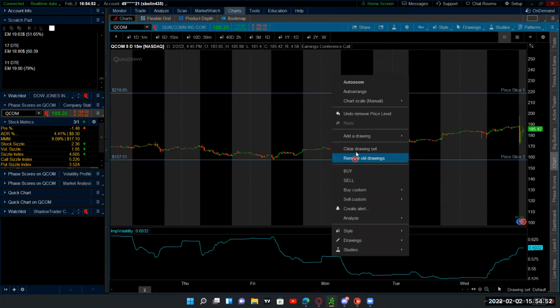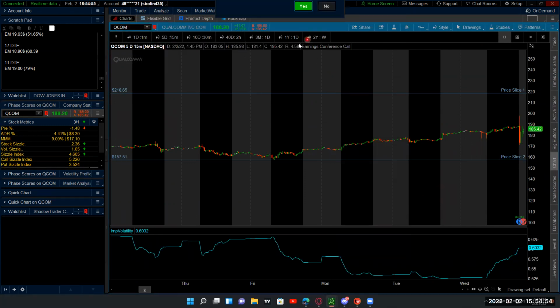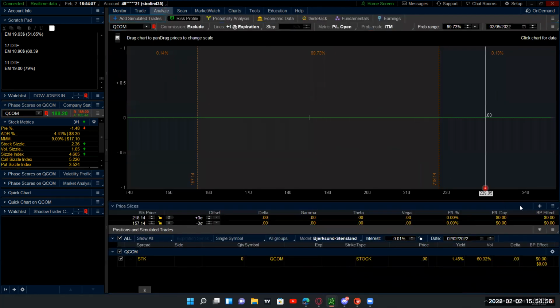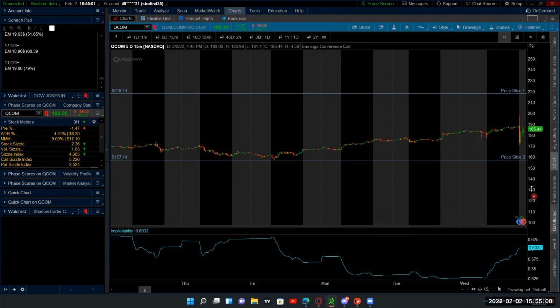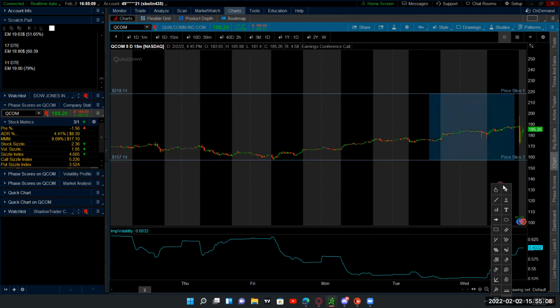If I delete these lines, for example, just get rid of everything that I've ever drawn, and we go back in and do that again, there are the lines. So this will give you a visual cue, and it's a 99% probability that price will stay inside that range. Now, remember, earnings are a period of time where markets can and are expected to exceed their expected move. It's when we get surprises that it does that, right?